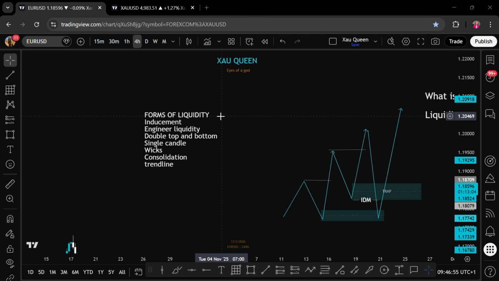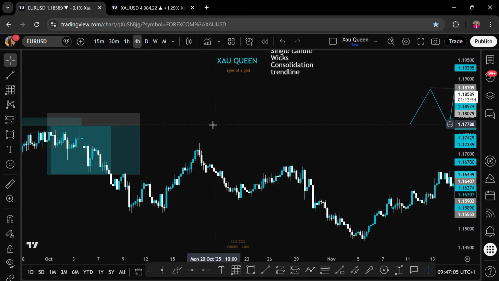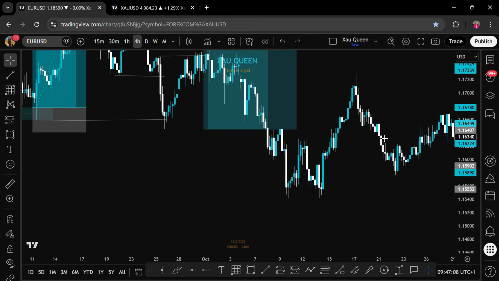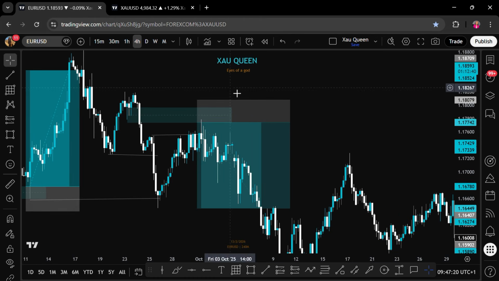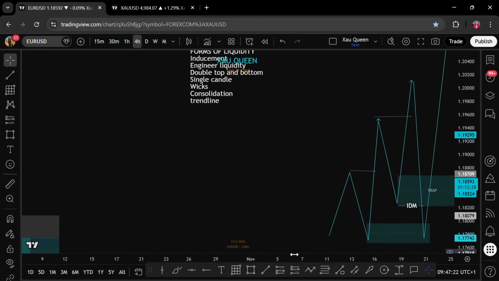Remember, inducement is always a trap, and inducement should break structure. Your inducement should break structure to be a valid inducement. Now, you can see that this last example that I used, it's not that it has to start from here and break structure. You can see that before it broke this structure, there was a minor pullback and it came and broke the structure. This is a valid inducement because it broke structure. Yeah, we are still touching other forms of liquidity, so we will touch others.